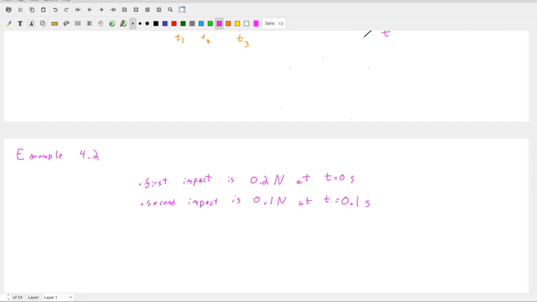So let's plot the response to this double impact. Just some other terms: let's go with m equals 1 kilogram, c equals 0.5 kilograms per second, and k equals 4 newtons per meter.